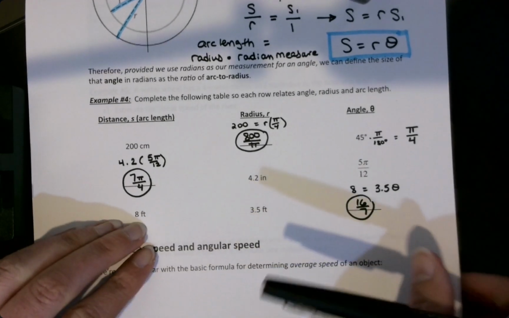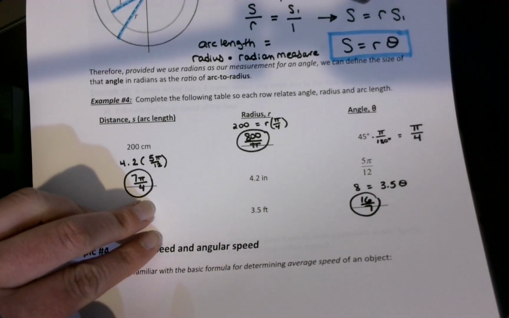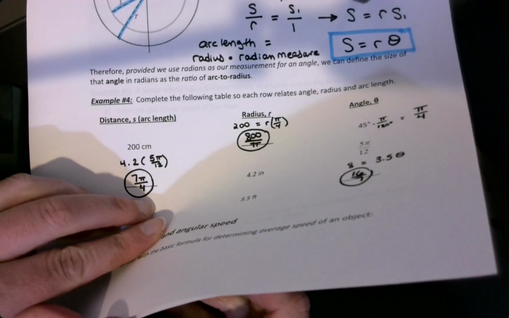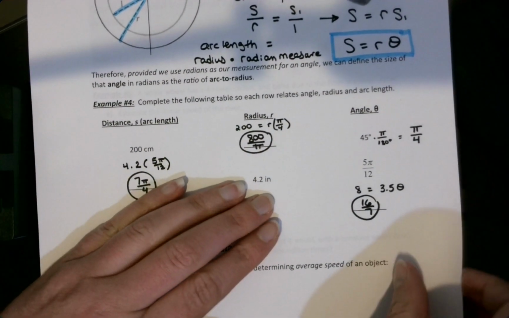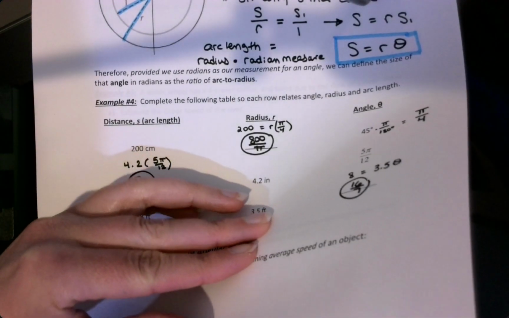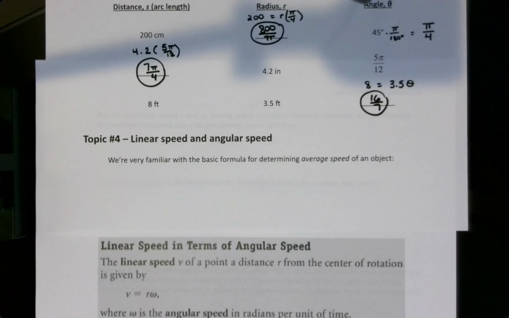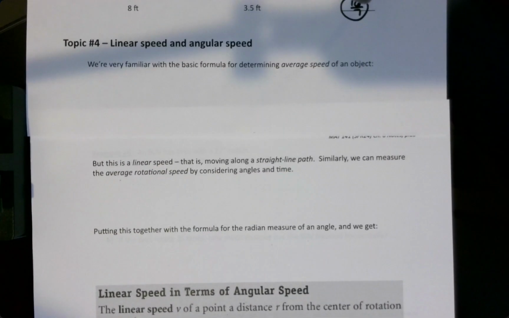All right, so this printed a little funny. This should be on the next page. Let me get my second page here ready. Here we go. Topic 4, linear speed and angular speed.